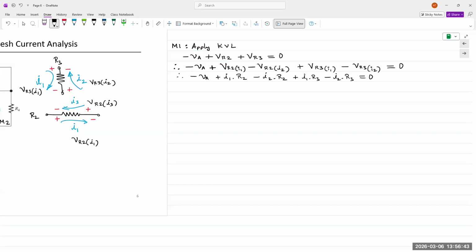And I can consolidate the terms, and I can simplify this equation in this form. I can write I1 minus, oh, sorry, this is I3. Times R2 plus I1 minus I2 times R3 is equal to 0.